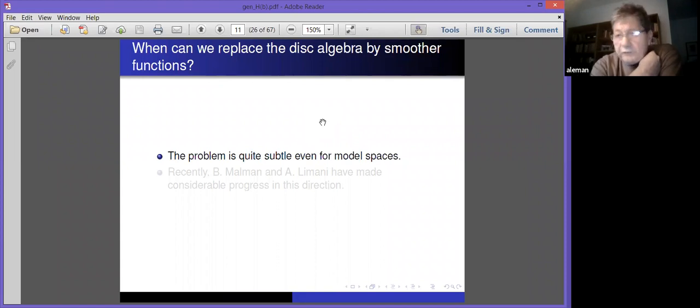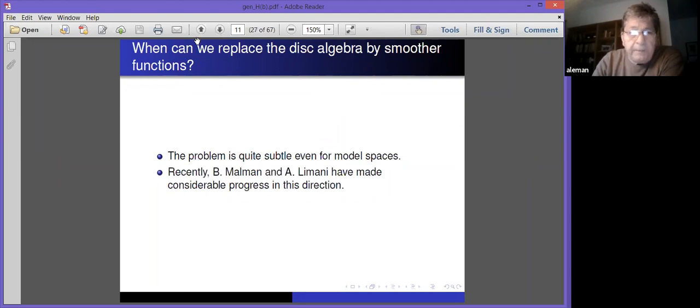And there was work of Dyakonov and Dima Khavinson on this, but very recently, Bartosz and Adem Limani have made considerable progress in this direction. So Bartosz will speak here and he will speak about this. So I'm really looking forward to that. I think their results are really interesting and very nice.